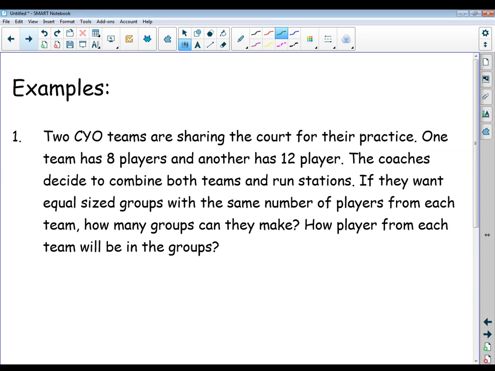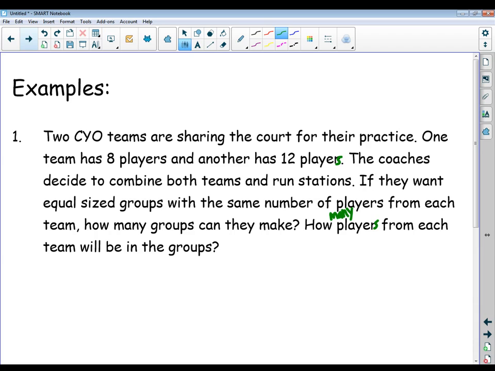So the first example is this one right here. Two CYO teams are sharing the court for their practice. One team has 8 players, and another team has 12 players. The coaches decide to combine both their teams and run stations. If they want equal-sized groups with the same number of players from each team, how many groups can they make? How many players from each team will be in the groups?